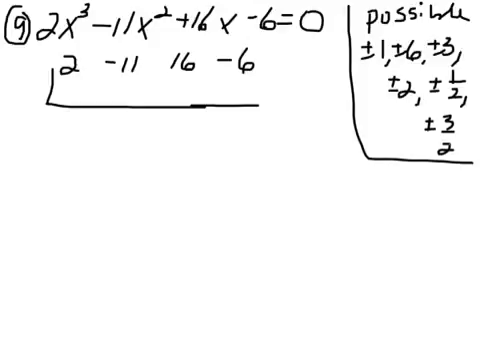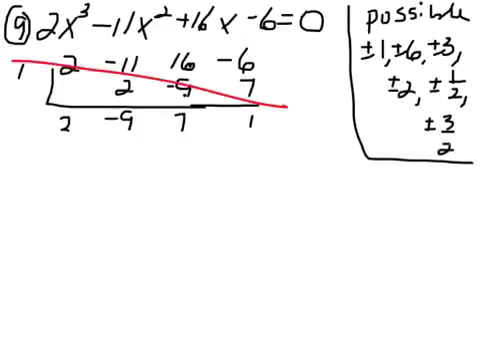Okay, so I'm going to start with 1. Drop down my 2. 1 times 2 is 2. Add that up, that's negative 9. 1 times negative 9 is negative 9. 16 and negative 9 is 7, and 1 times 7 is 7. That did not have a remainder of 0. So that one didn't work. I'll put a red line through it to show it didn't work.